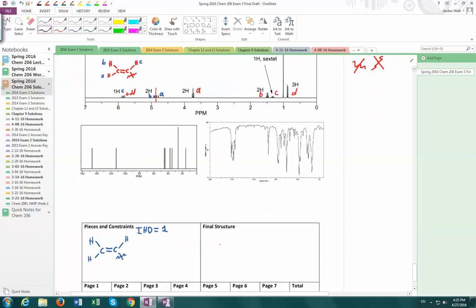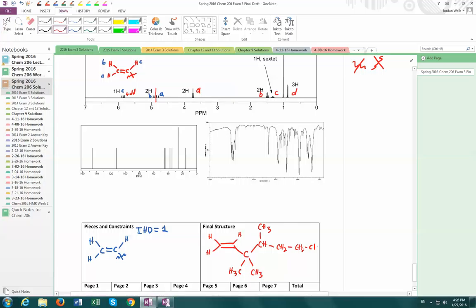So what we end up showing would be our terminal alkene with our protons here. This here, CH, CH3, CH2, CH2, chlorine. This one seemed to give people some fits.